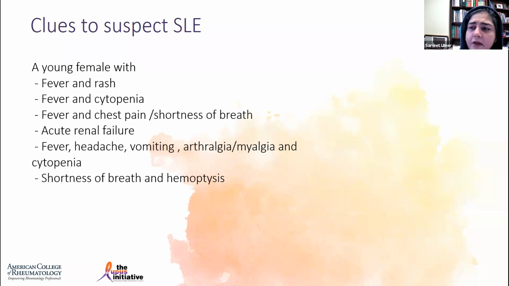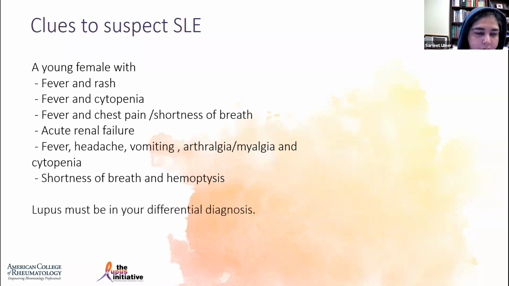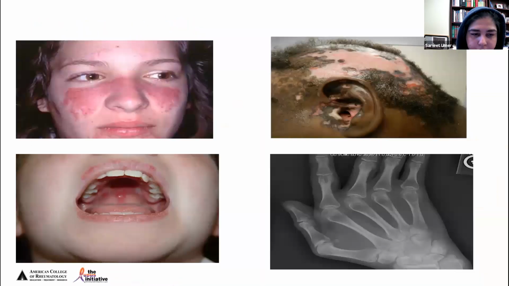Their hemoglobin may be very low, maybe around 5, and they are in ICU. And you may be seeing the patient first time, and that may be a new lupus patient. So all these varied manifestations will keep lupus in the differential diagnosis.